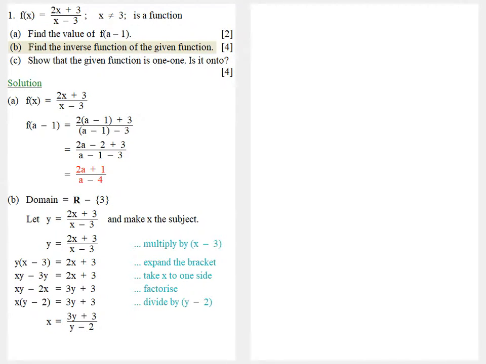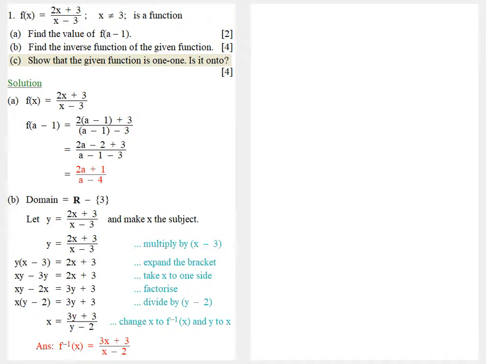Now to write down the inverse function, where we've got an x, we change it into f inverse of x, the inverse function of x, and on the right-hand side, where we have a y, we change it into an x. So that gives us the inverse function of x is 3x plus 3 over x minus 2.